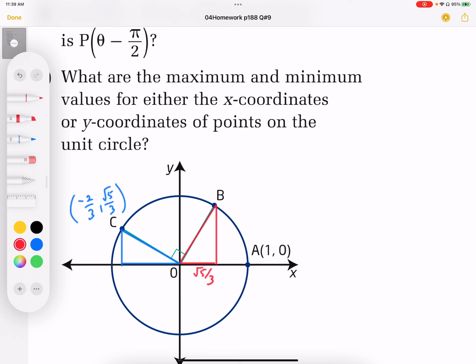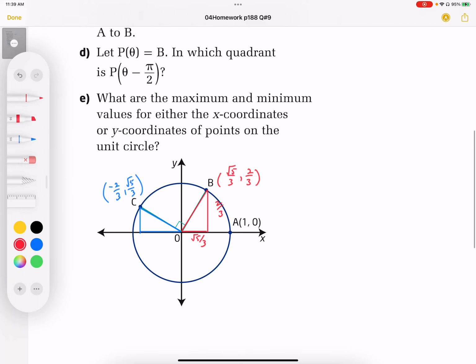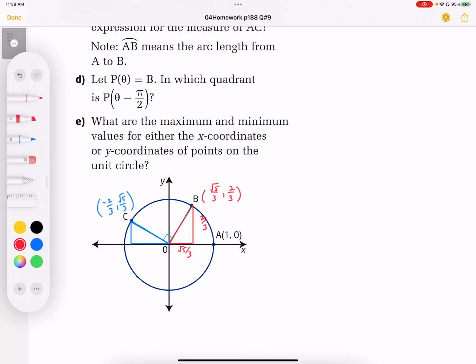The horizontal distance now is going to be root 5 over 3, and it's in the positive direction. For the blue triangle, the horizontal length, the longer length, is negative 2/3. Well, that's the same as the vertical length, but now it's going to be positive 2/3. So then this coordinate is going to be root 5 over 3 and a vertical position of 2/3, positive in both cases. So we can use that triangle to do this problem.